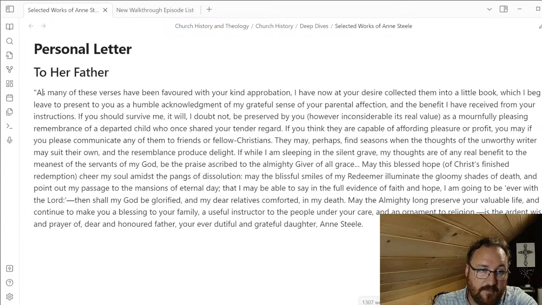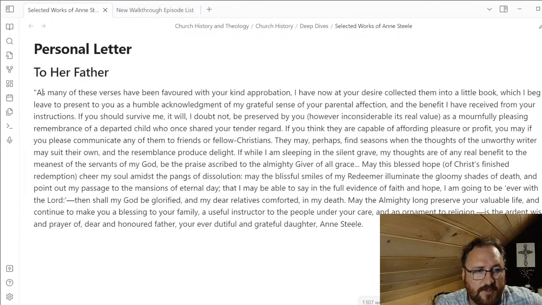If you should survive me, it will, I doubt not, be preserved by you, however inconsiderable its real value, as a mournfully pleasing remembrance of a departed child who once shared your tender regard. If you think they are capable of affording pleasure or profit, you may, if you please, communicate any of them to friends or fellow Christians. They may perhaps find seasons when the thoughts of the unworthy writer may suit their own, and the resemblance produce delight. If, while I am sleeping in the silent grave, my thoughts are of any real benefit to the meanest of servants of my God, be the praise ascribed to the Almighty Giver of all grace.